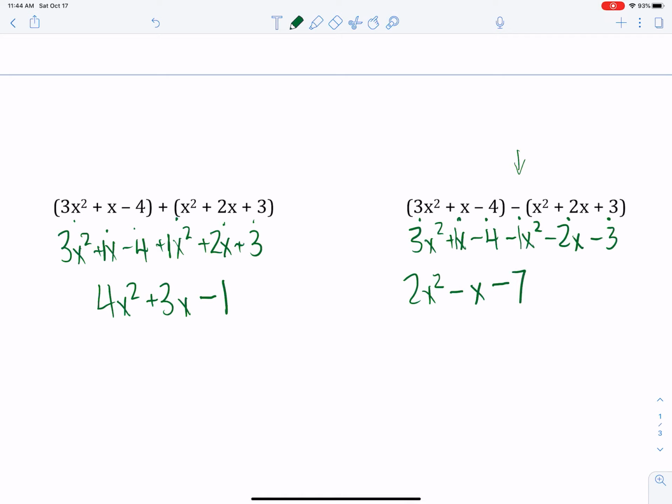So it takes about the same number of steps to add or subtract. The important thing is to remember, when you're adding, you just combine like terms. When you're subtracting, you have to distribute that negative sign. Change the signs of everything in that second polynomial and then combine like terms.